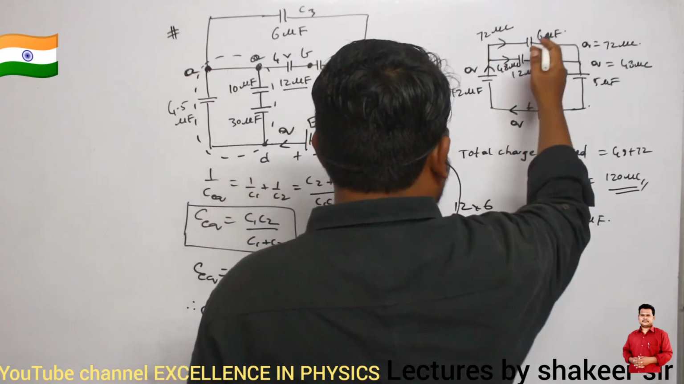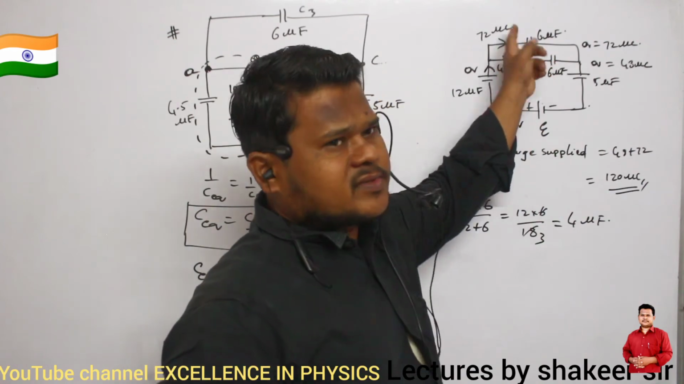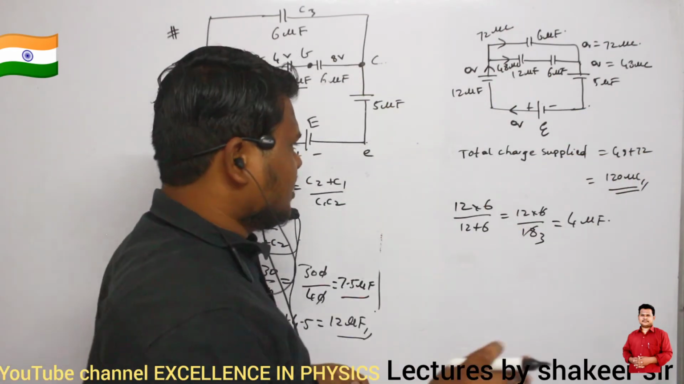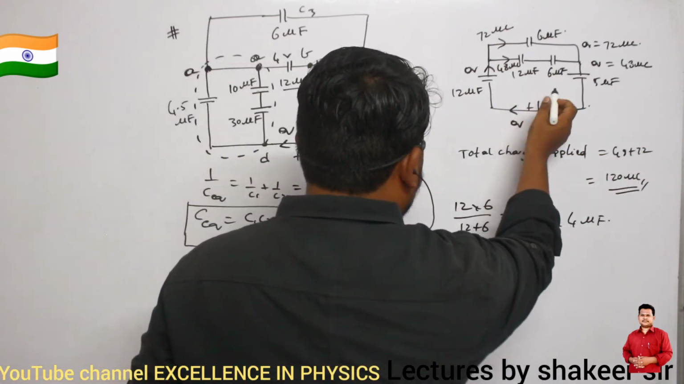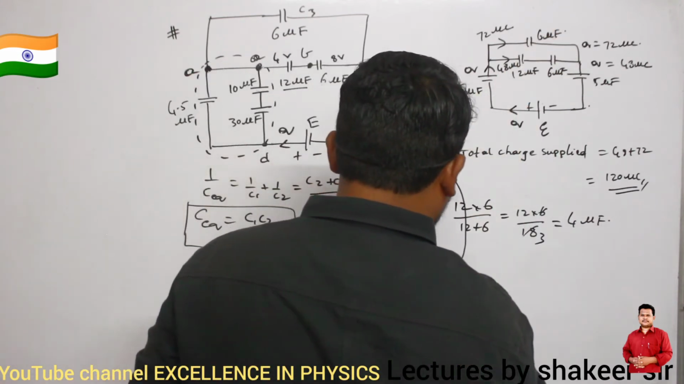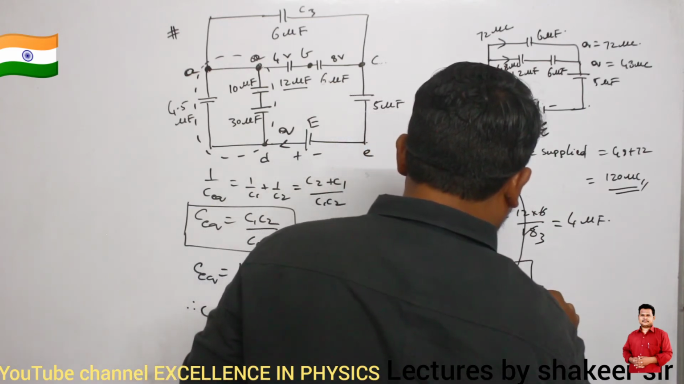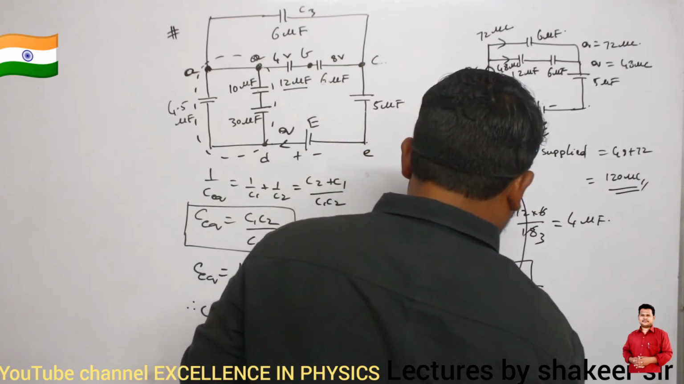So 4 and 6 are again connected in parallel, no? This 4 and this 6 are connected in parallel. Clear? Okay, let us see. So the total equivalent capacitance is 4 plus 6, which is 10. So how can I redraw this circuit? I can redraw this circuit like this. So this is my final reduced circuit.